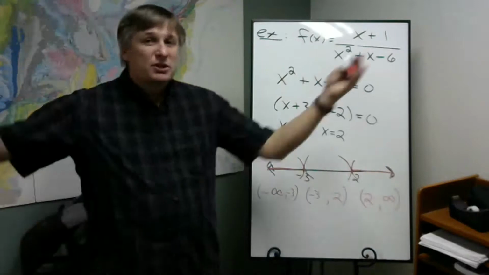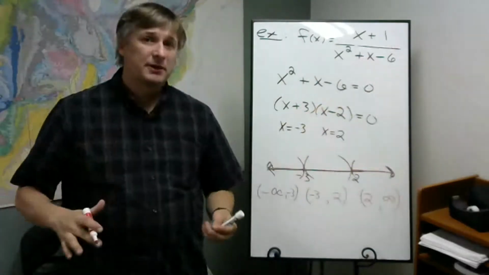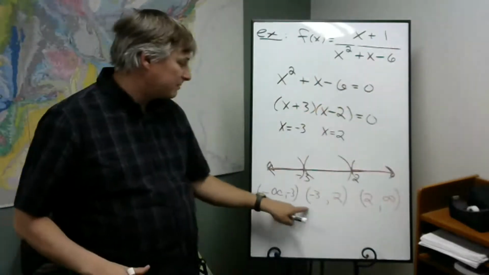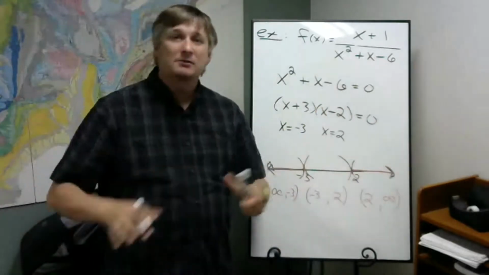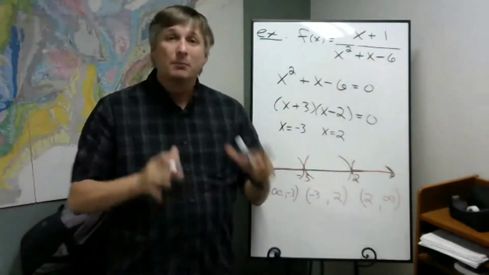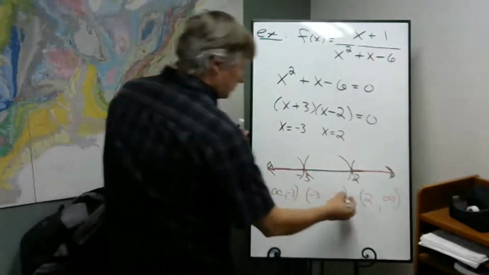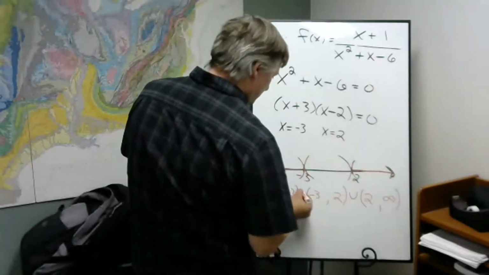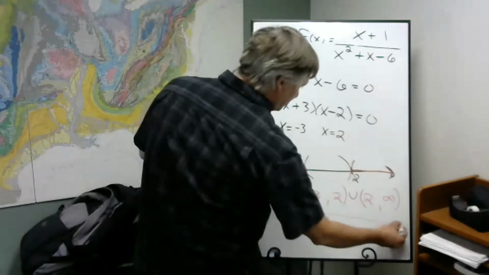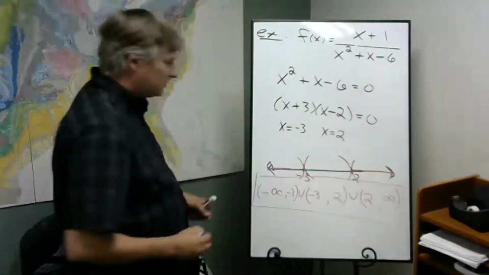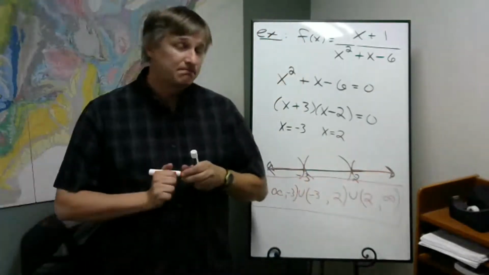And what we're going to do is we're going to union all these intervals together, because all these numbers are valid. We can dump them into the same box and hand that box to someone and say, these numbers work. So we put in a little union sign, and this will be the domain for our rational function.